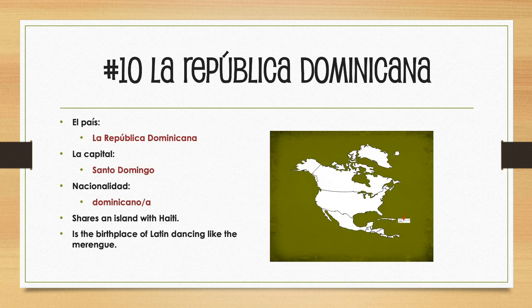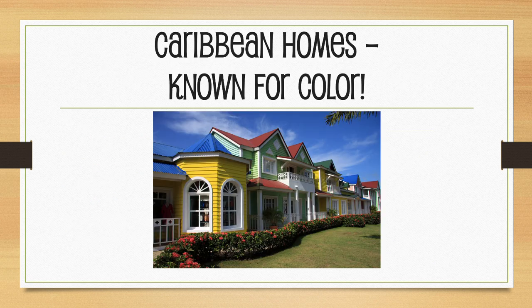All right, number 10, La República Dominicana. So the Dominican Republic shares the island with Haiti. It is on the eastern side of that island. The capital is Santo Domingo, and the nationality is Dominicano or Dominicana. It is the birthplace of Latin dancing, like the merengue. The Dominican Republic is known for Caribbean homes with lots and lots of color.